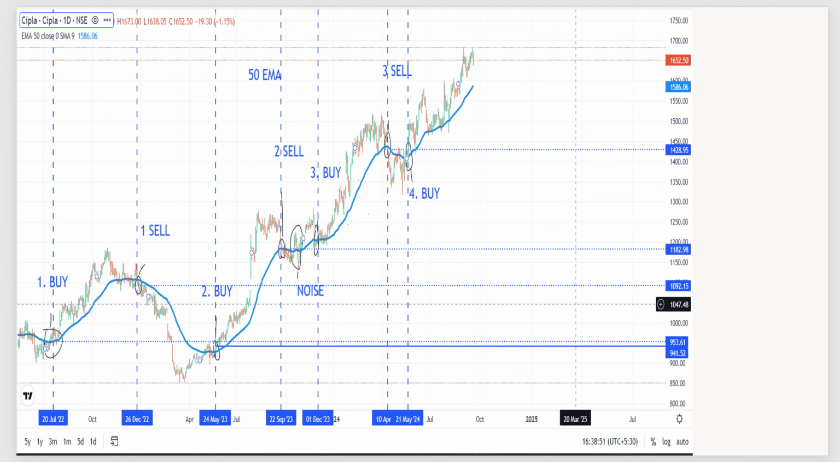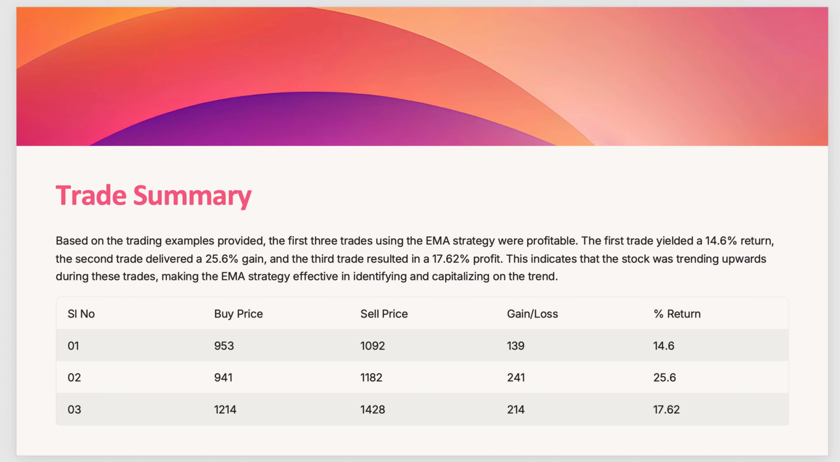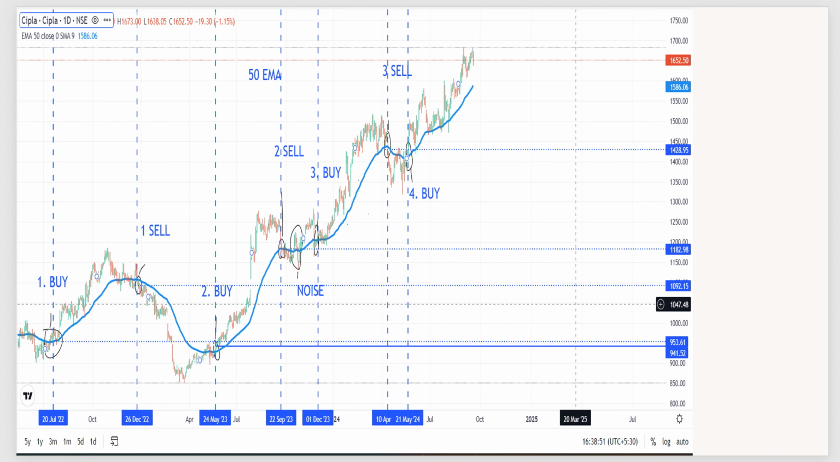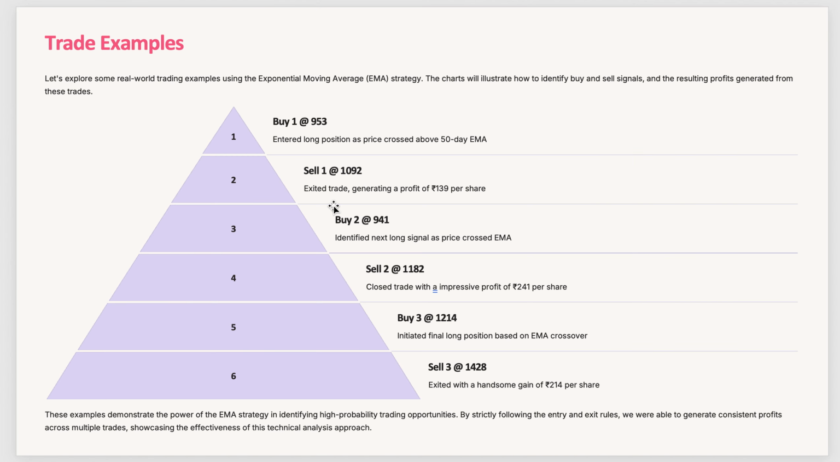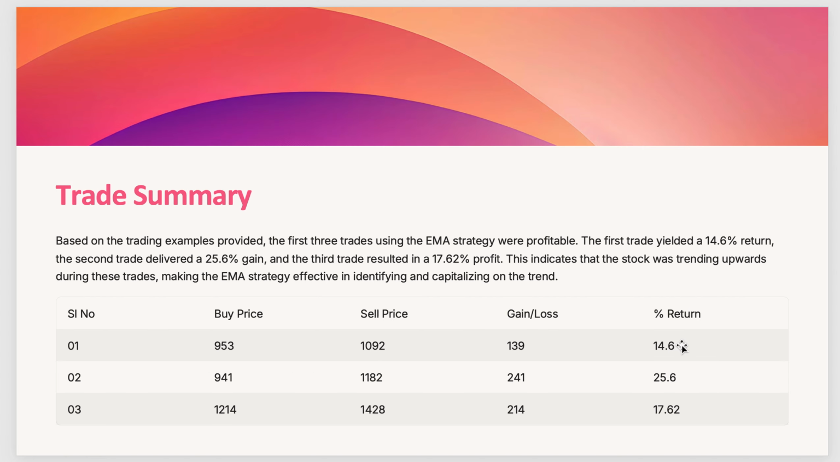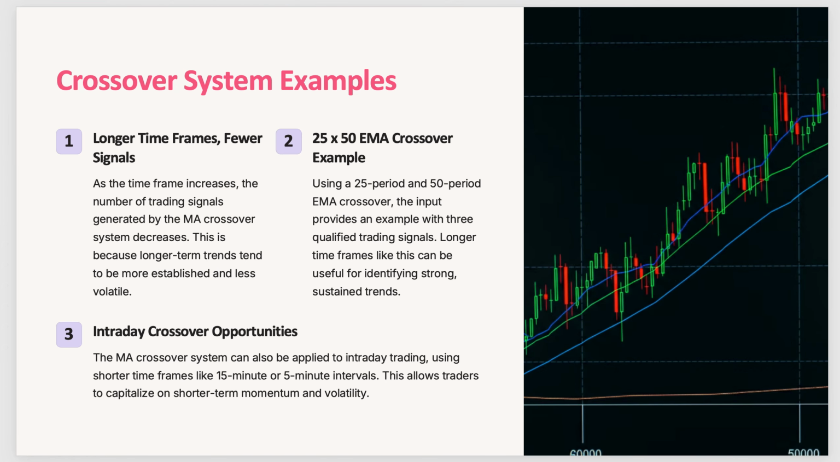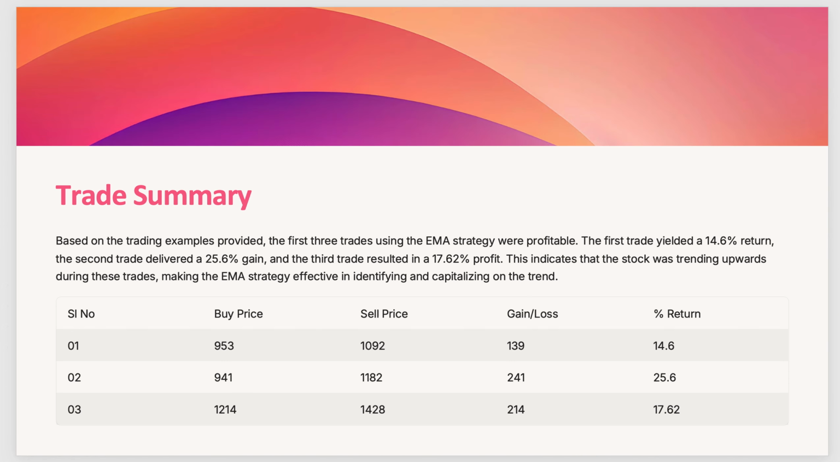I will talk in the next slides about how you can make the percentage returns. But if you see here, simple: buy at 953, sell at 1092, you made good money, 139 rupees, and then you buy at 941, EMA crossed at the next signal, you sell and make 241 rupees here. These are not small profits, these are very good percentage profits, 20%, 30%. If you see here, 15% profit on the first one, and 25% here, and 18% here. So every time there is a signal, you have an opportunity to make money.